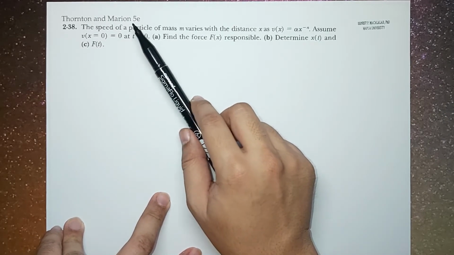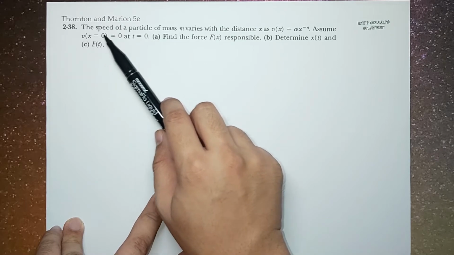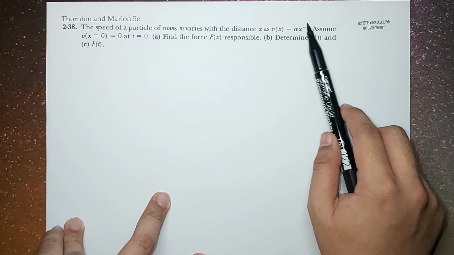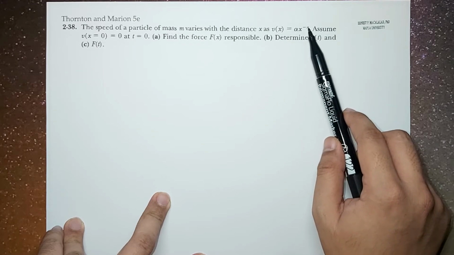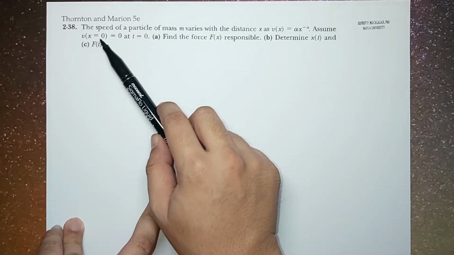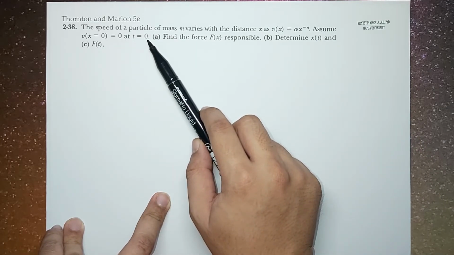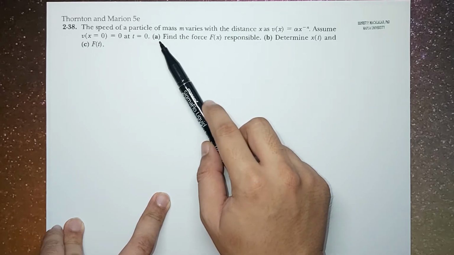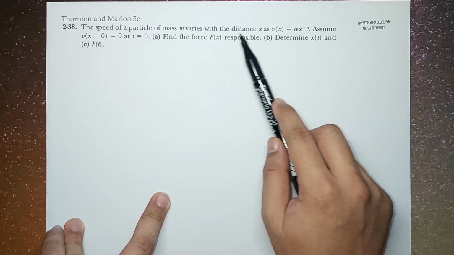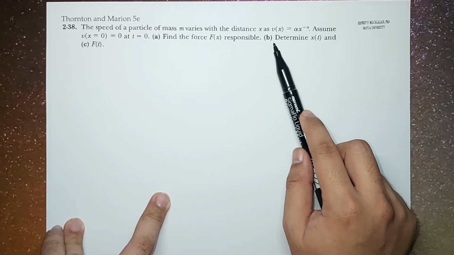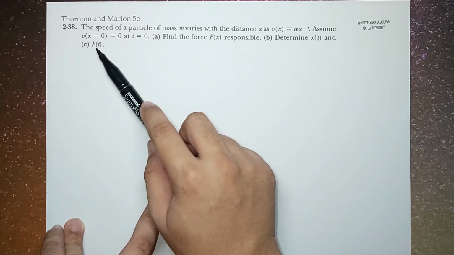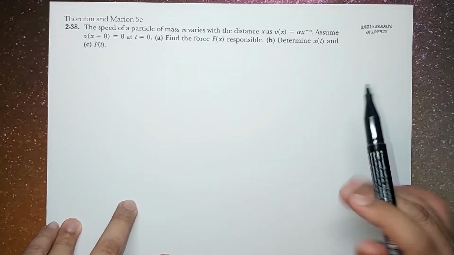Edition. The problem reads: the speed of a particle of mass m varies with distance x as this equation, where n is an integer. Assume that v at x equal to 0 is 0 at time equal to 0. Here we're going to find the force F as a function of x responsible for this motion, and we're going to determine the position as a function of time as well as the force as a function of time.